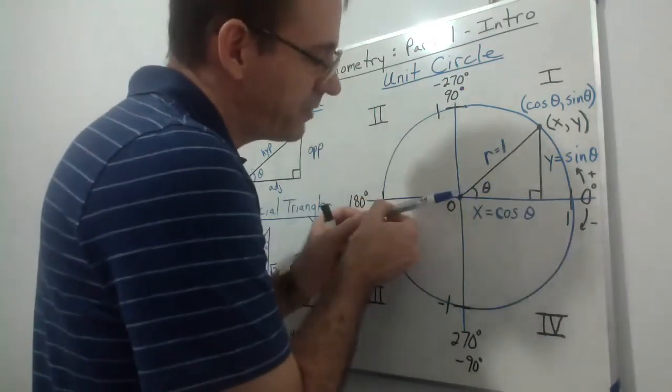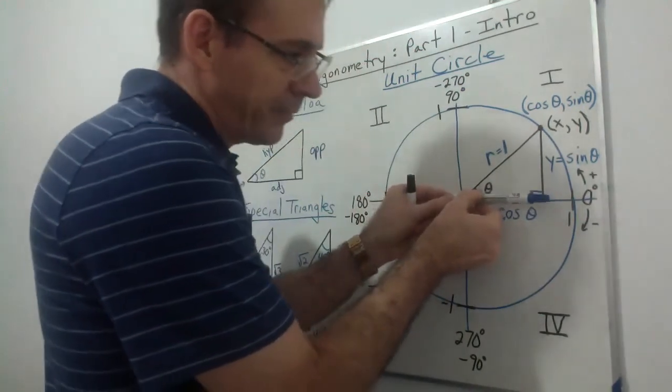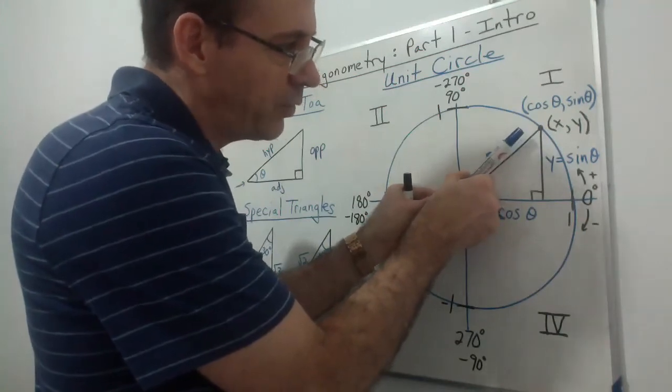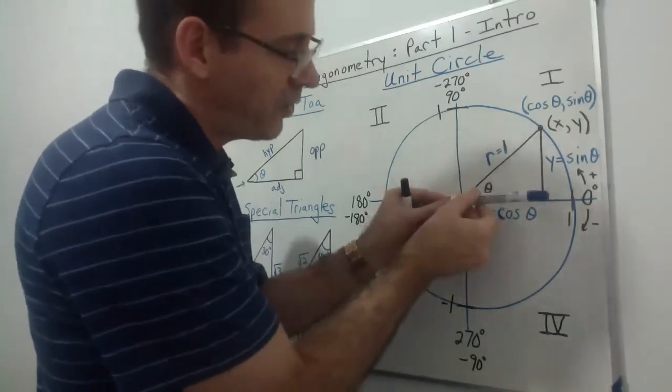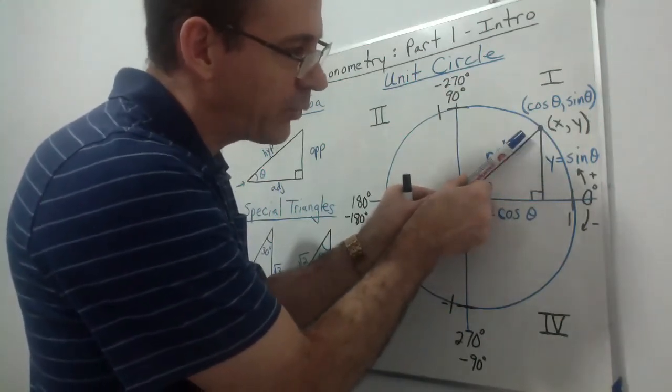So if we're standing here at the origin and we're facing 0 degrees and we rotate in the positive direction until we're facing the point, the theta is the measurement of how far we rotated.